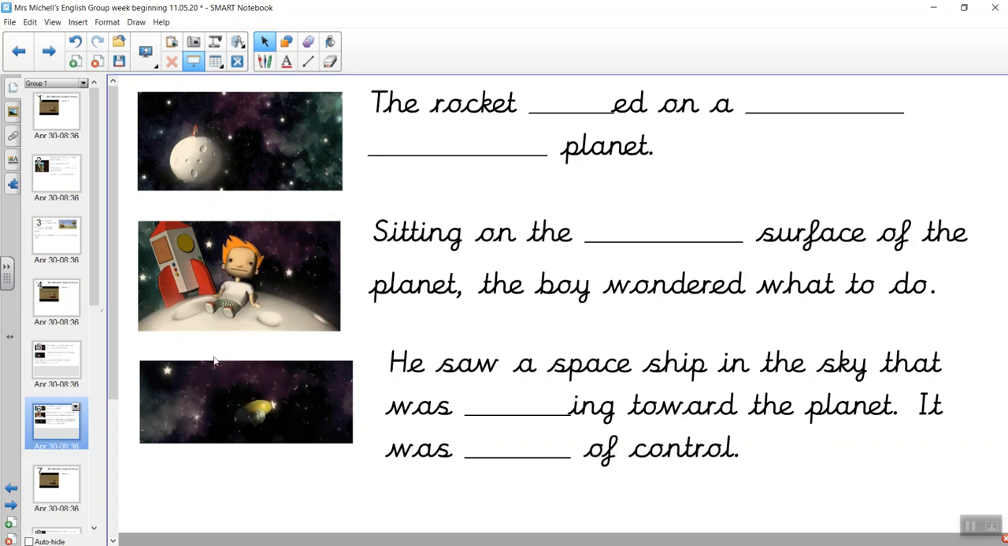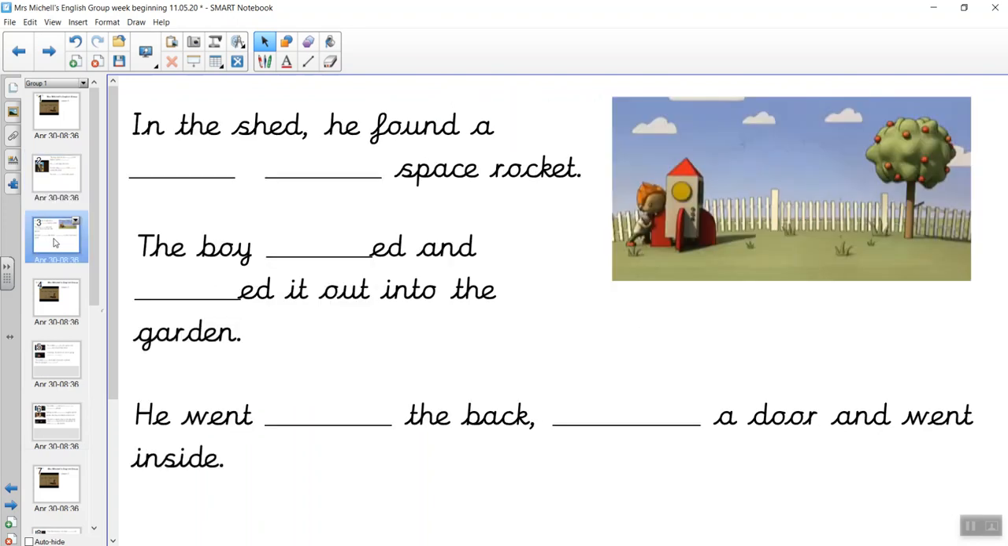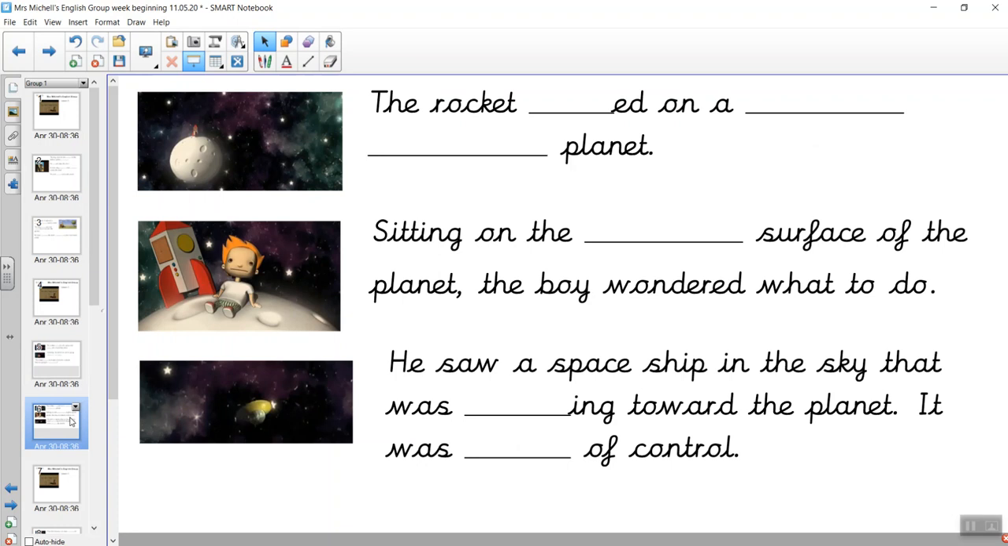Well done, children. That's our English for today. We've written quite a lot so far. We've written about the boy finding the rocket and getting into the rocket. We've written about the rocket flying around the stars and landing on the planet, and the boy seeing the spaceship. We'll write some more tomorrow.